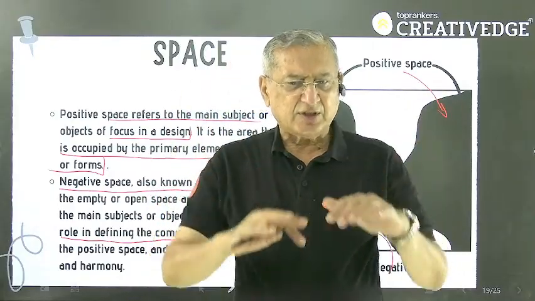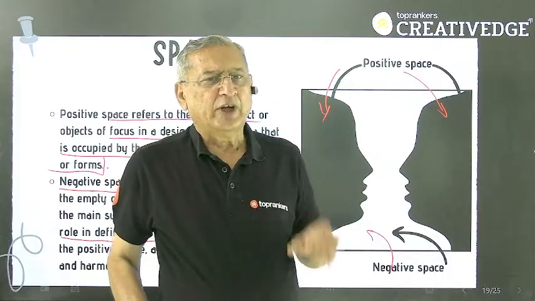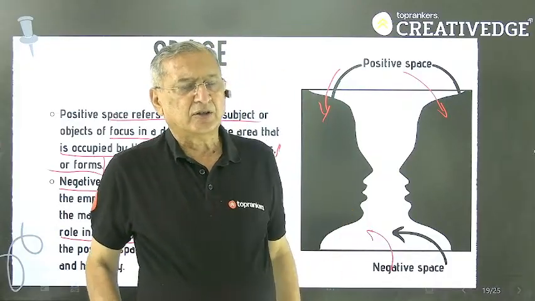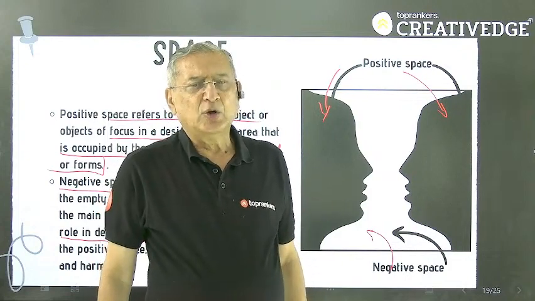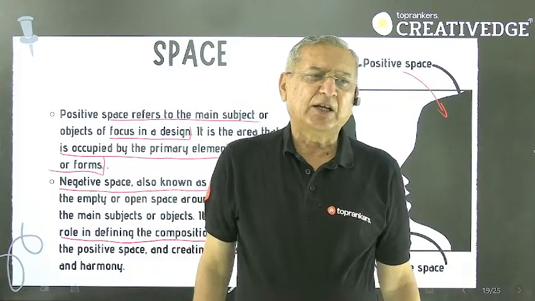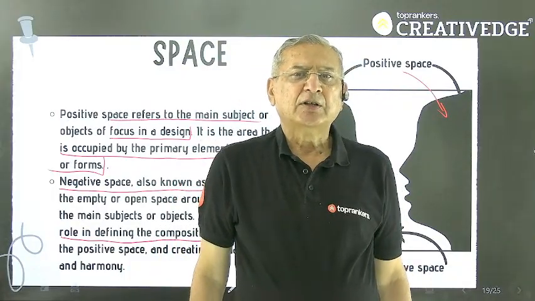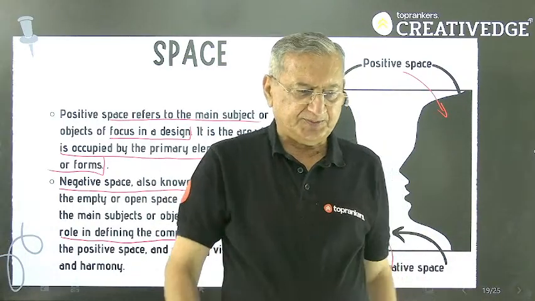On the opposite hand, in a composition where you are using more than two elements, three or more, you have to have 70% space occupied by the elements and 30% by the negative space. That's the formulation.